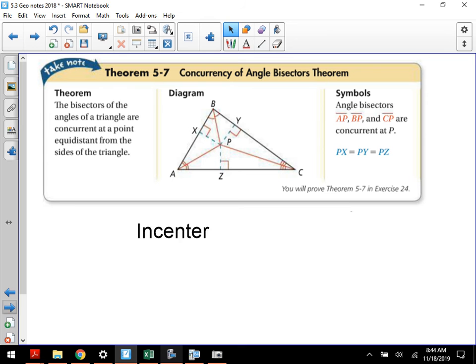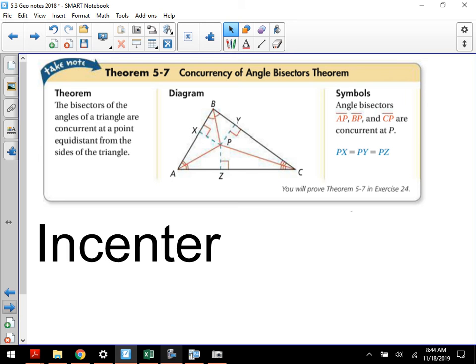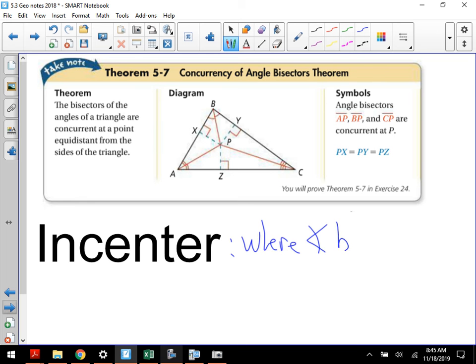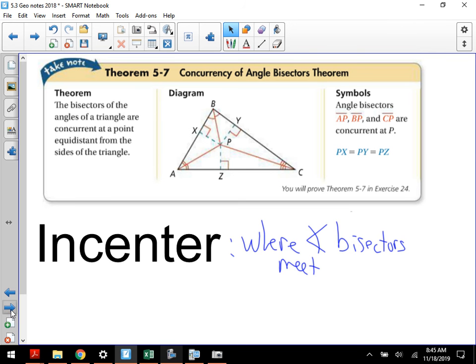The incenter. The incenter is where the angle bisectors meet. It is where angle bisectors meet. Okay, draw that one.